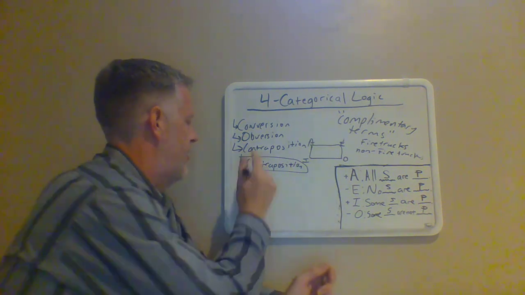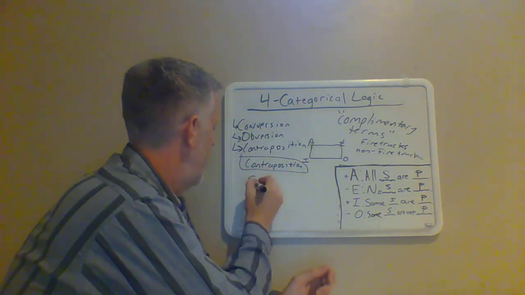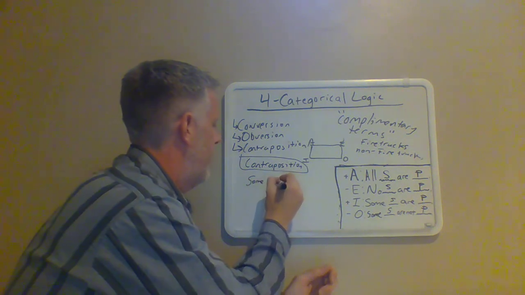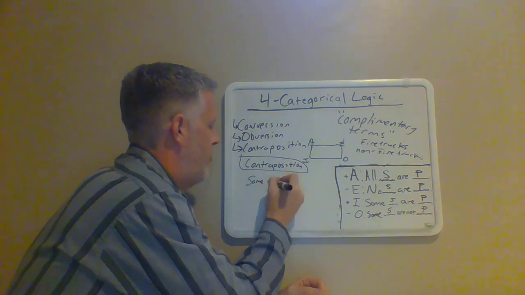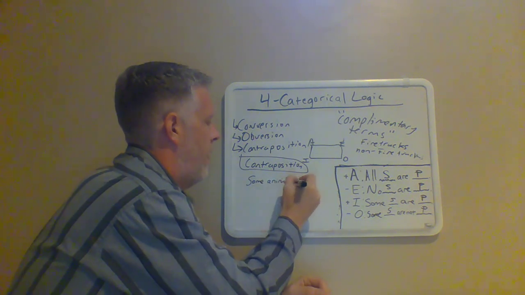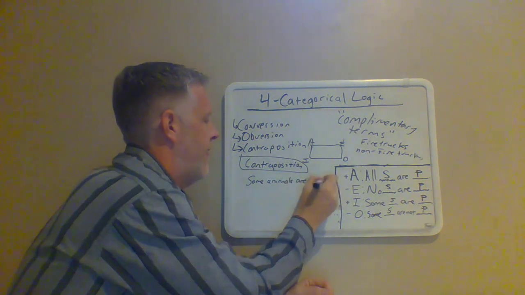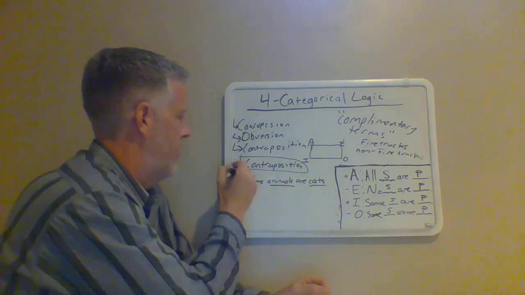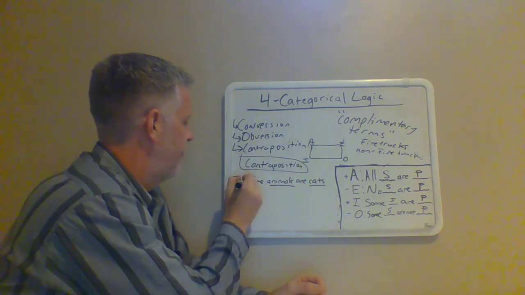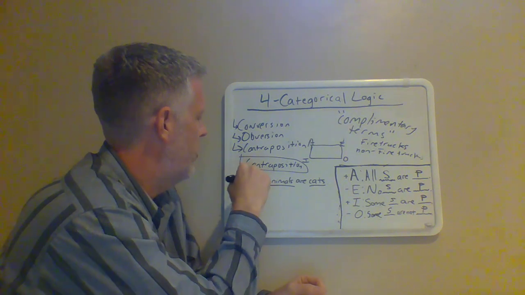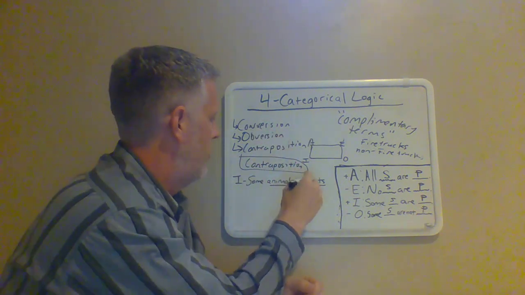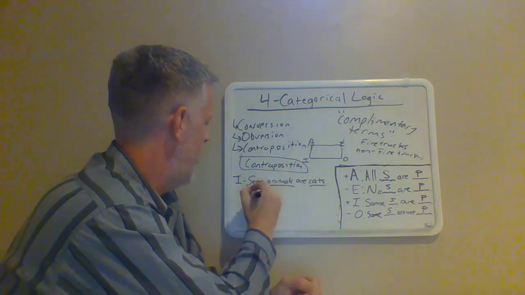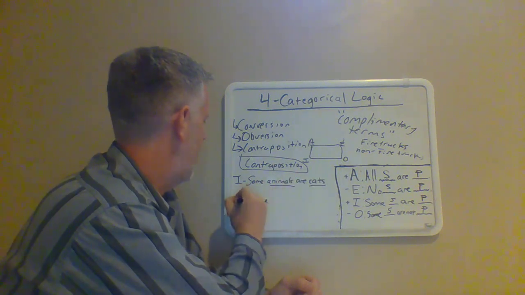So let's say some cats, how about some animals are cats? Start with that. Some animals are cats. Okay, so that's an I claim. And when we want to arrive at the contrapositive of that, we're going to switch these places, right? So we'll still have an I claim.